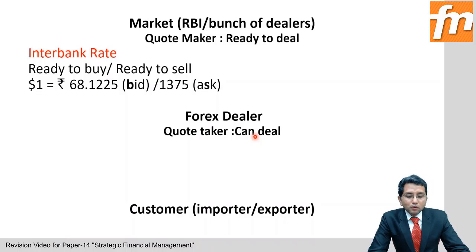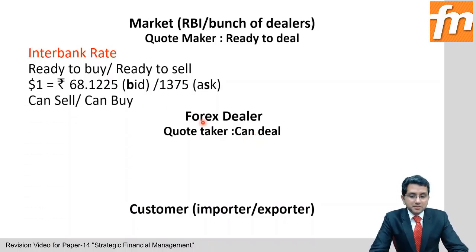Now, for a quote taker, the quote becomes reverse. If the market is ready to buy at 68.1225, the Forex dealer can sell at this rate because the market is ready to buy. That's why you can sell. And if the market is ready to sell at 68.1375, that means you can buy.